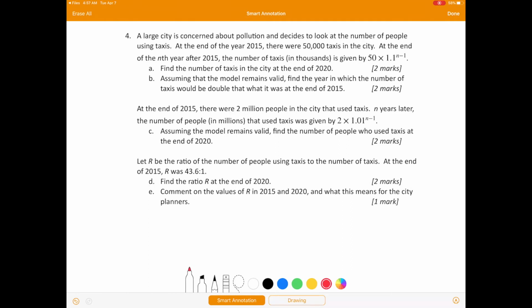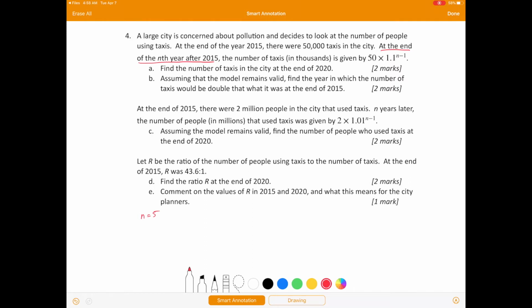Okay, now a couple of people missed this one because they just didn't read the question closely enough. It's actually defined right here. It says at the end of the nth year after 2015. So at the end of the fourth year after 2015, n would be 4, right? So 2020 is 5 years after 2015. You can count them off on your fingers if you need to, right? But 2020 minus 2015 is 5 years. 5 years would have passed. So at the end of 5 years, that means n equals 5. That's what's going to go into our equation.